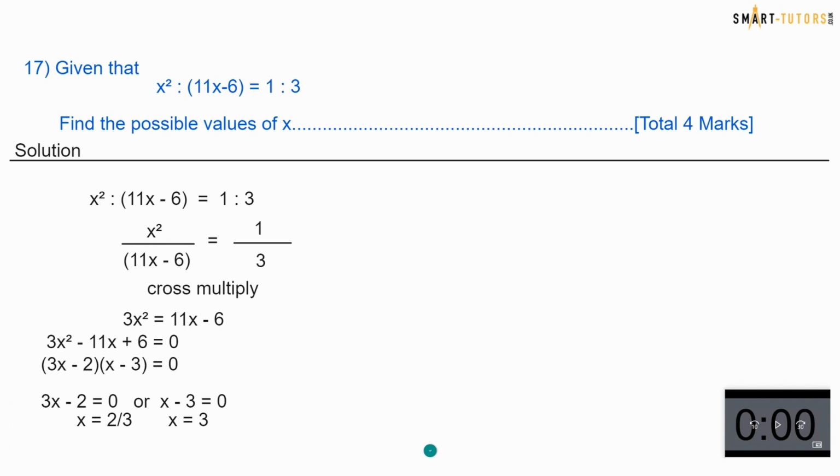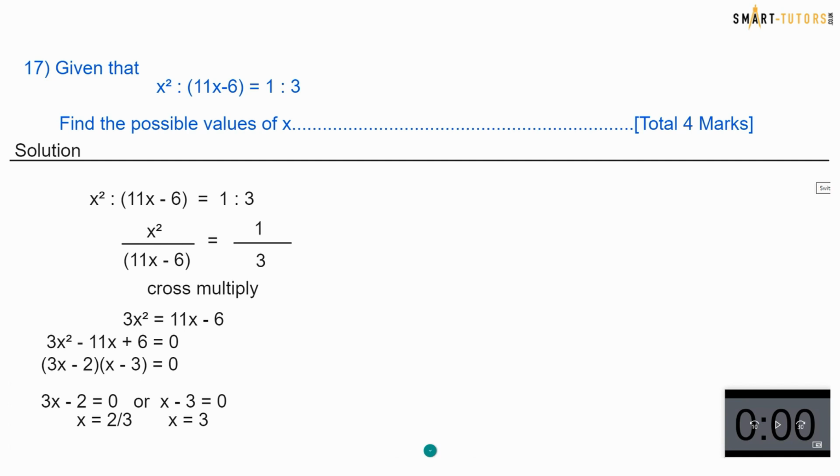11x minus 6 times 1 is 11x minus 6. Then bring everything to one side, that is 3x squared minus 11x plus 6. It's a quadratic factorization. If you're having problems with solving quadratics, I have a video tutorial on a topic revision guide for how to do it very quickly. The method: 3x minus 2, x minus 3, two brackets. Equate the two brackets individually to 0, then you get the answer x equals 2 upon 3 or x equals 3. So that is the answer for question number 17.